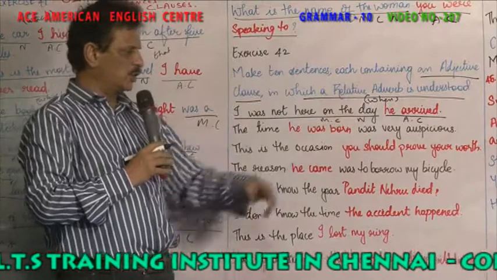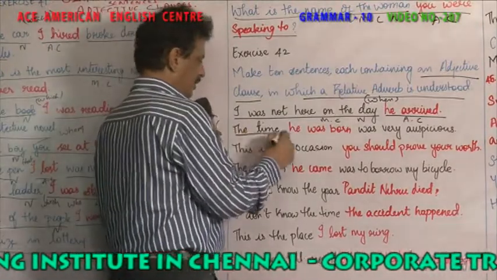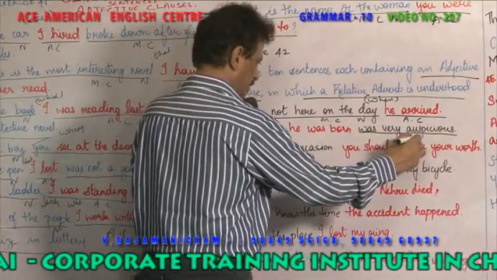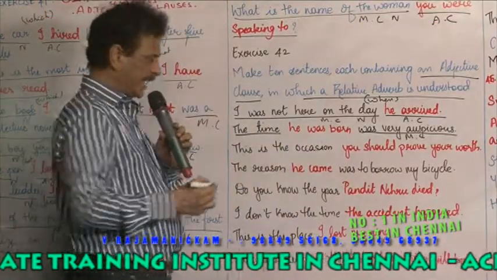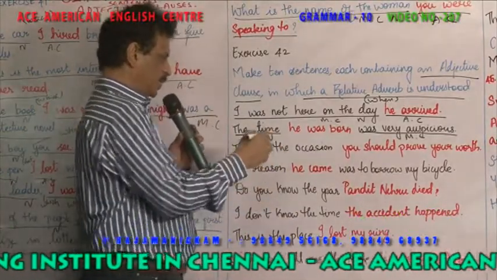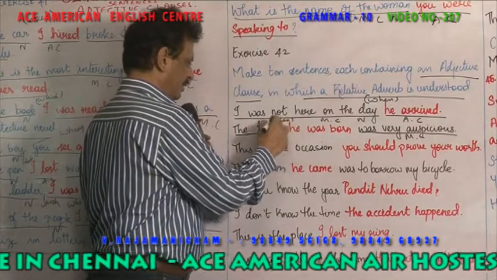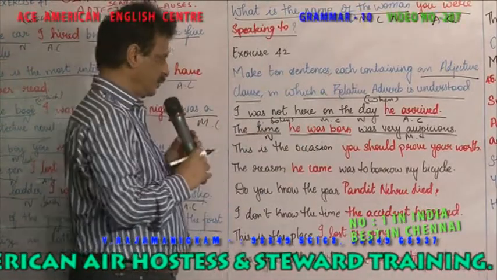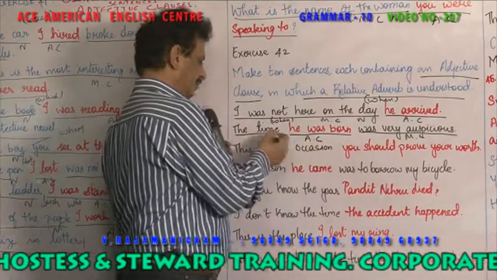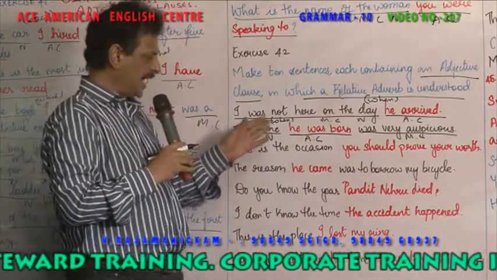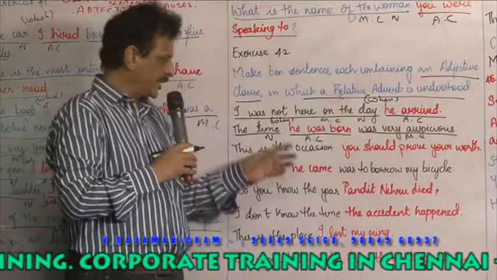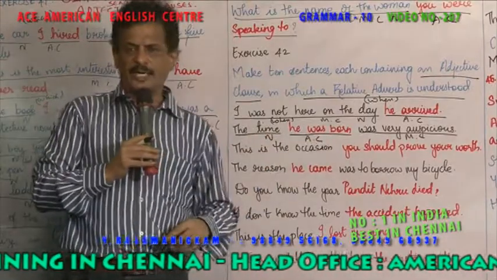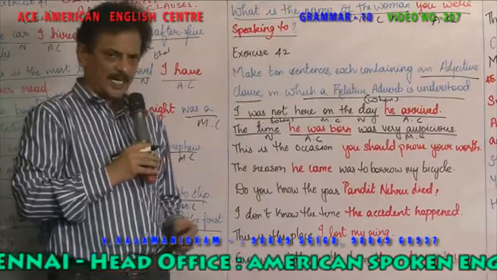The time he was born was very auspicious. Auspicious means what? It's a very good time. The time was very auspicious. The time is the noun. Which time? The time when he was born. So when is the relative adverb. It comes before the adjective clause, he was born, qualifying the noun time. The time when he was born was very auspicious. The when is hidden here.